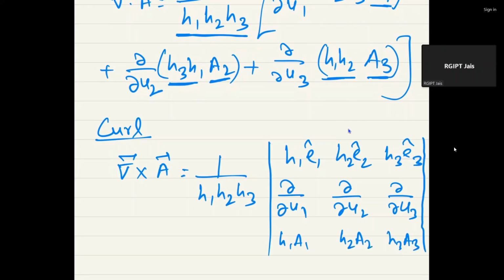So in the exam, for example, we can give you a particular coordinate system and ask you to find the expression for the scale factors, or the unit vectors, or the gradient, divergence or curl. This type of question you can expect.